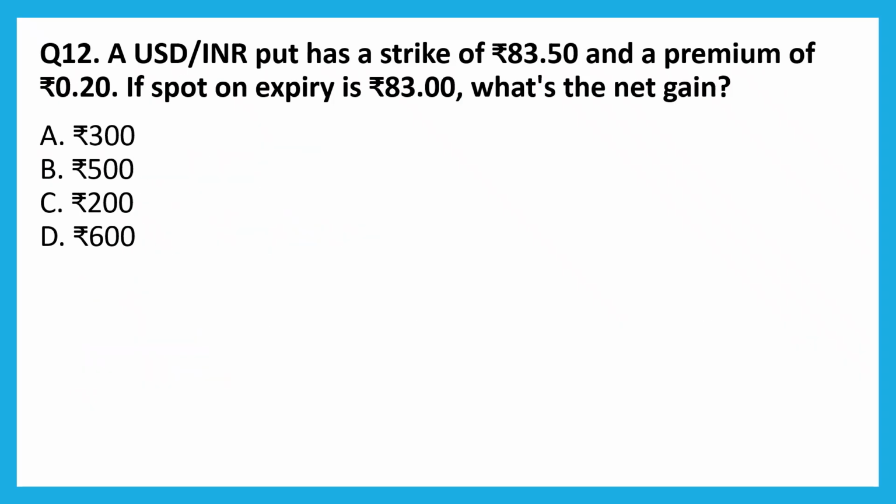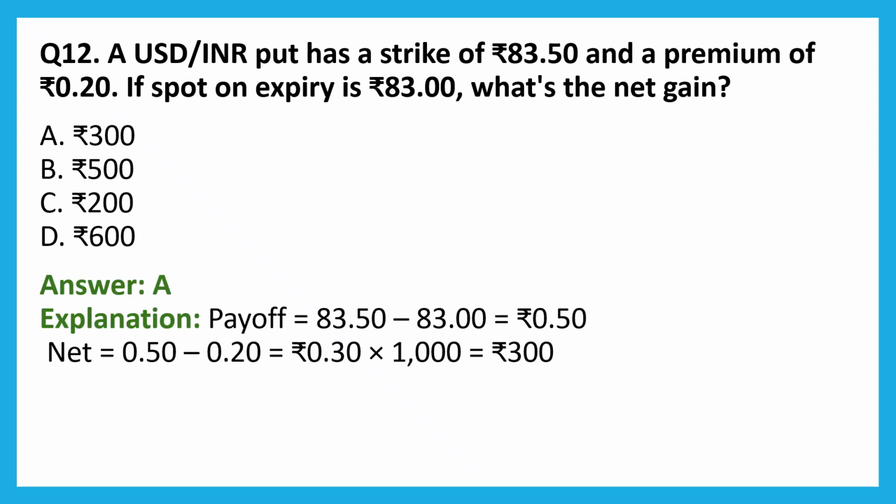Next question. A USD INR put has a strike of 83.50 and a premium of 0.20. If spot on expiry is 83, then what's the net gain? Option A 300, option B 500, option C 200 and option D 600. Correct answer is option A 300.